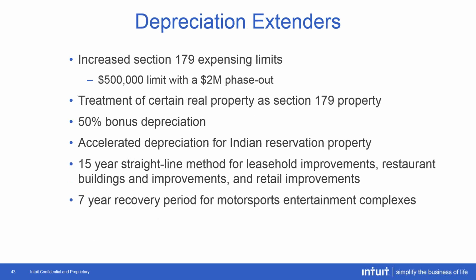Depreciation extenders. Section 179 continues to have a $500,000 limit and a $2 million phase-out for 2014. The treatment of certain real property as Section 179 property and 50% bonus depreciation stays in effect for this year.